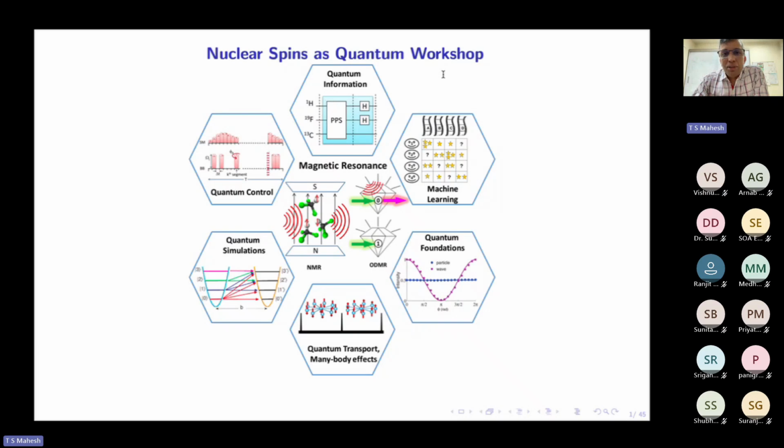Okay, all right. So now I'll be discussing nuclear spins today using NMR, and I'll be describing how we can use it as a quantum workshop. In our lab, we have two architectures: nuclear magnetic resonance, and we also have nitrogen vacancy centers in diamond. But today I'll be mainly discussing nuclear magnetic resonance.